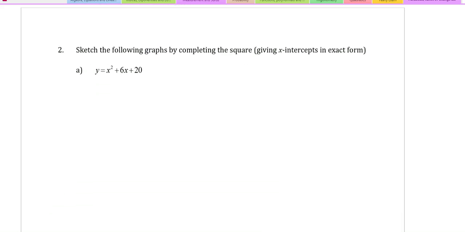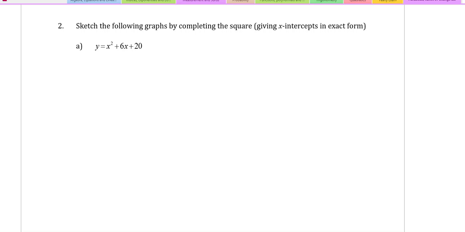Okay, so next question. Now that we've practiced finding intercepts, let's do a much bigger question where we have to sketch the graph by completing the square, and that means we're also going to have to find the turning point, the x and the y-intercept. And it does say they're in exact form.